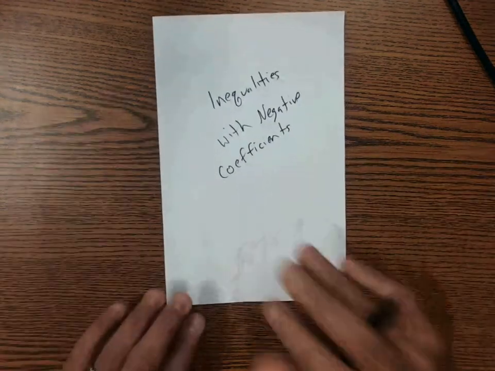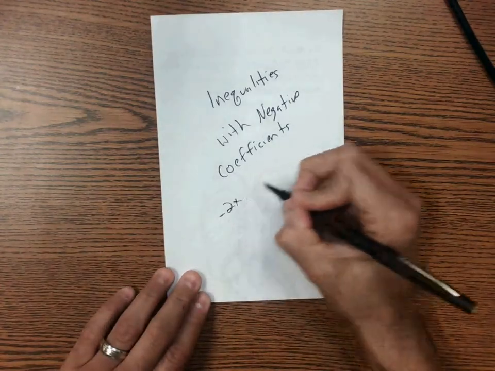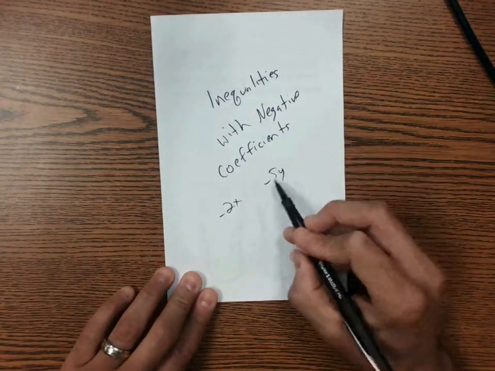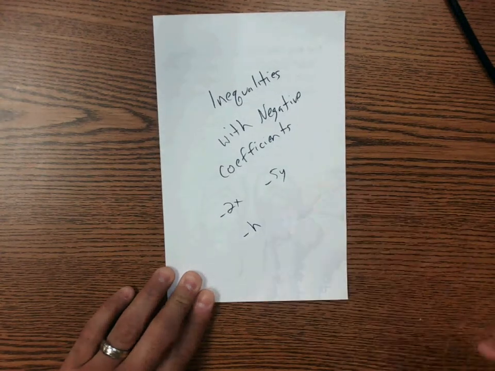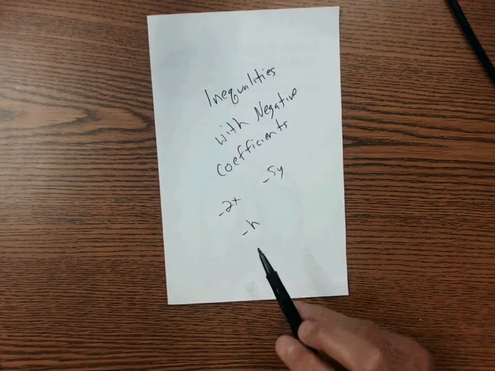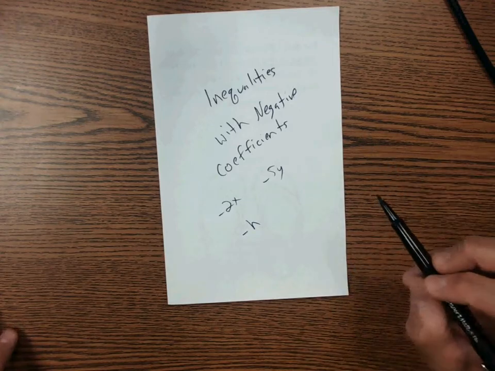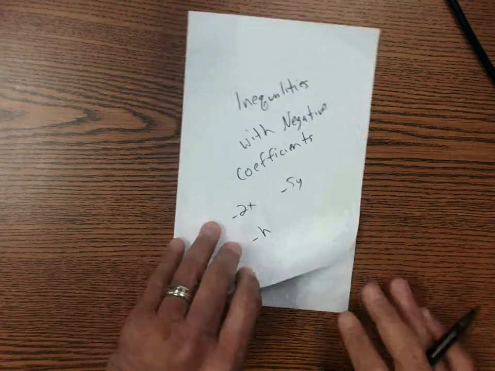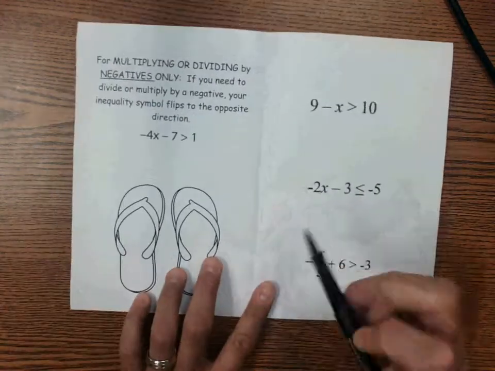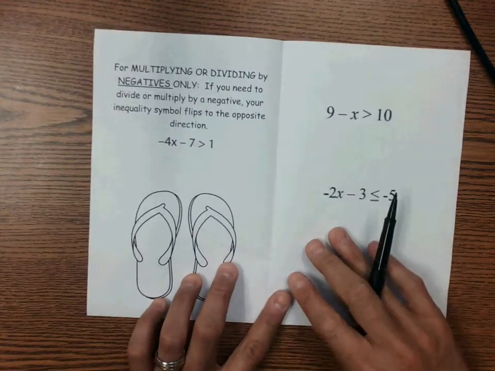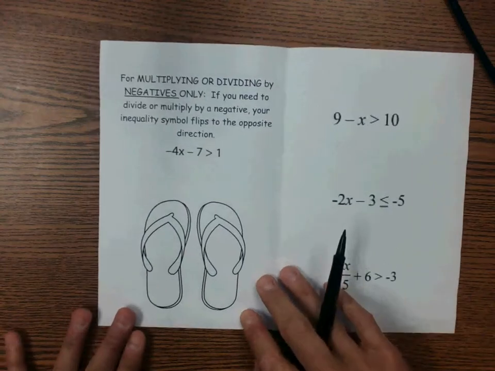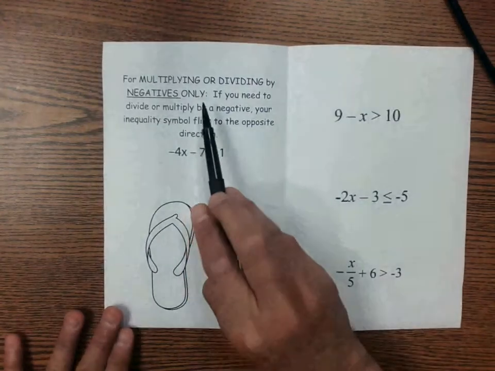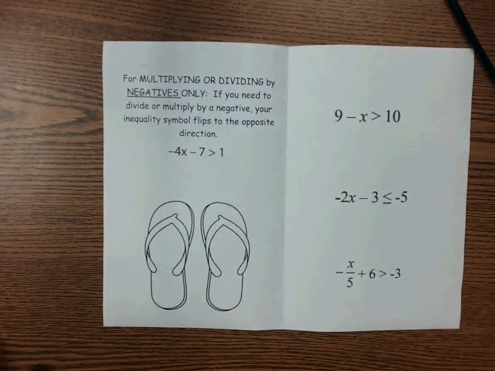What I mean by that is if you got a negative 2x or negative 5y, whenever you got a negative whatever, or just negative h. So whenever your coefficient is a negative. Okay, so let's go ahead and we'll do a couple practice problems together, and then you'll have some practice on your own. Keep in mind, this is only whenever you're multiplying or dividing by negatives. Only when multiplying or dividing.